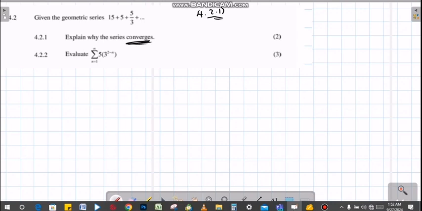Remember, converges, we must think of the value of r. So now let's calculate the value of r. Our r will be 5 divided by 15, term 2 divided by term 1, which is r equals 1 over 3. Can you see our r is more than -1 but less than 1? That's why it's converging.